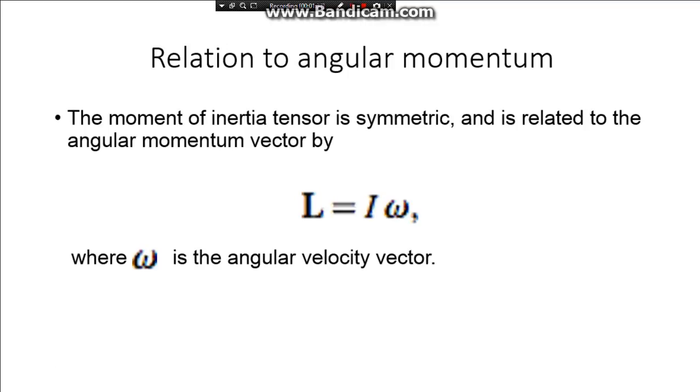How is moment of inertia related to angular momentum? Angular momentum is equal to moment of inertia times omega, where omega is the angular velocity vector.